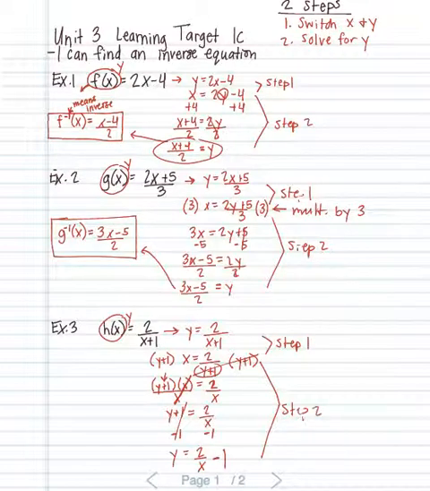Final answer should just be written with that -1 thing and the answer that we got here. 2 over x minus 1.